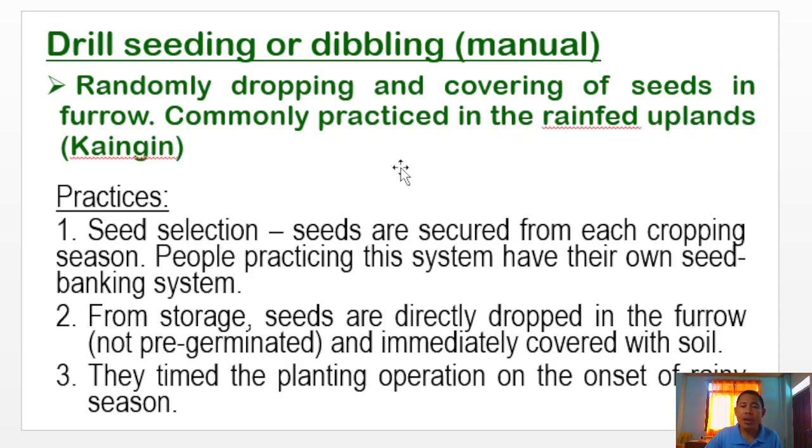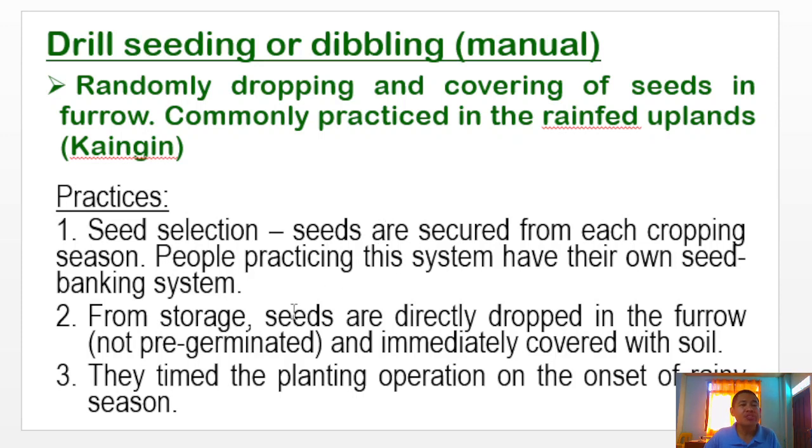This is commonly practiced in rain-fed areas, just like in the practice of kaingin. In selecting the seeds, farmers practicing this method have their own method of securing their seeds. From each cropping season, for the longest time they were able to preserve their own seeds because they have their own seed banking system.